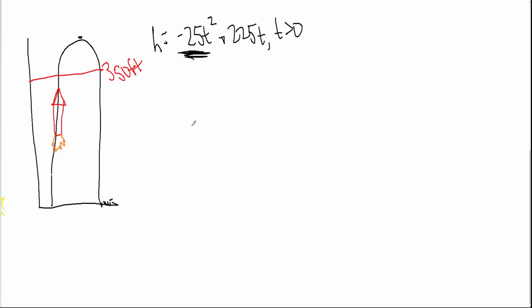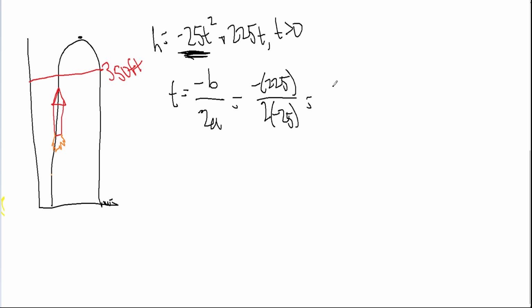So since that's the case, we know that another way to say max height is to say the vertex, and so we can just use that relationship. So we have t being equal to negative b divided by 2a, and our b value is 225, and so we just plug that in, and so it's negative 225 divided by 2 times negative 25. So we have negative 225 divided by negative 50, and that time ends up being 4.5 seconds.